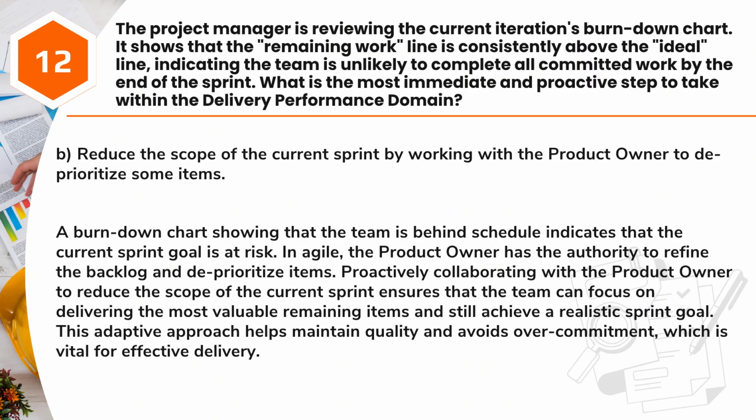Answer: B. Reduce the scope of the current sprint by working with the product owner to deprioritize some items. A burndown chart showing that the team is behind schedule indicates that the current sprint goal is at risk. In Agile, the product owner has the authority to refine the backlog and deprioritize items. Proactively collaborating with the product owner to reduce the scope of the current sprint ensures that the team can focus on delivering the most valuable remaining items and still achieve a realistic sprint goal. This adaptive approach helps maintain quality and avoids overcommitment, which is vital for effective delivery.